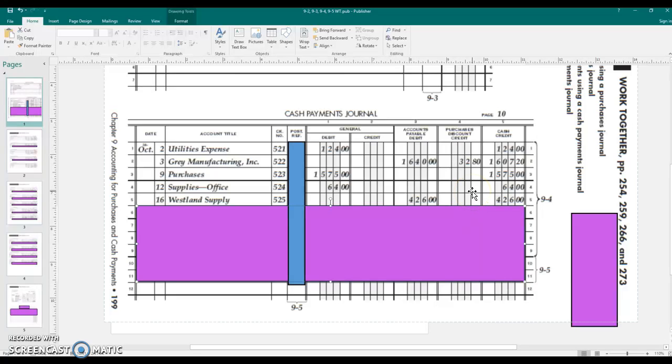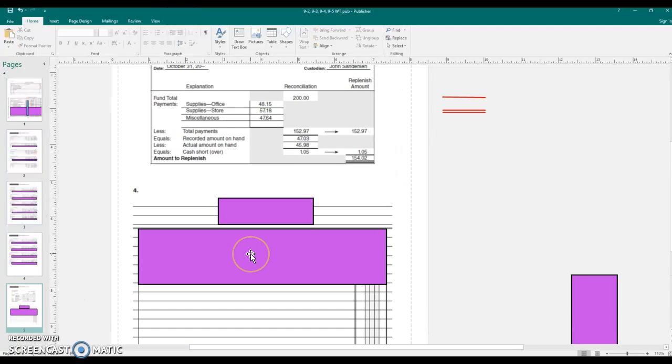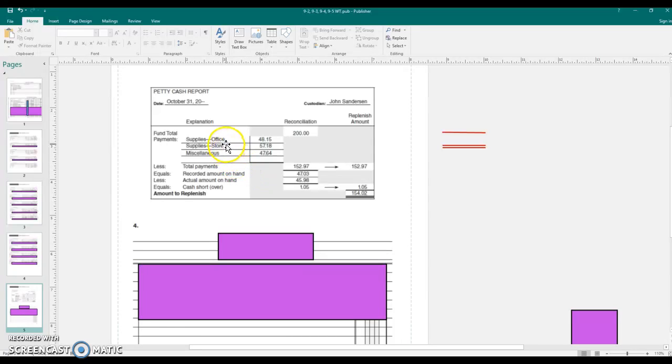Now, on the 31st, we recorded the replenishment of the petty cash fund. That's all it says to you right now. Well, the thing here is we have a petty cash report. So flip all the way to the back. And here's your petty cash report. First thing we're going to do is list, and we are actually cash short $1.05. So our cash amount is going to be $154.02. We will list supplies office, supply store, miscellaneous. Here are the numbers we're getting it from. Cash short and over $1.05. These will all be debited. $154.02 will be credited. Once again, we are not using the word petty cash.